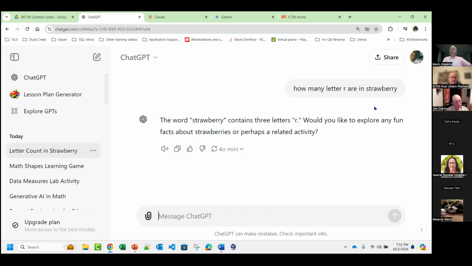Oh, and it actually is correct now. It got 3. Normally when I ask it, it's told me there are 2. It just doesn't count them very well. And that's where hallucinations come into play.